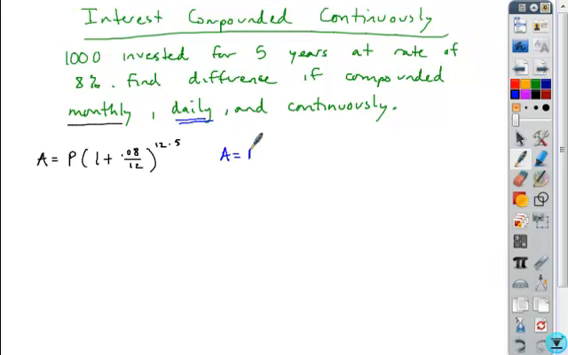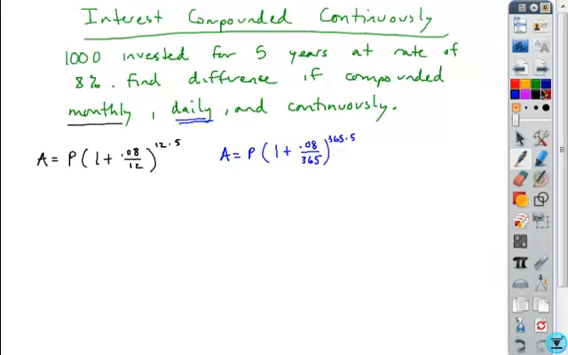Okay, let's compare that to our daily compounding. So we take our amount, principal times 1 plus, again, we're dealing with 0.08 as our interest rate. How many compoundings will there be if it was compounded daily? 365, assuming it's not a leap year. We take 365 times 5.